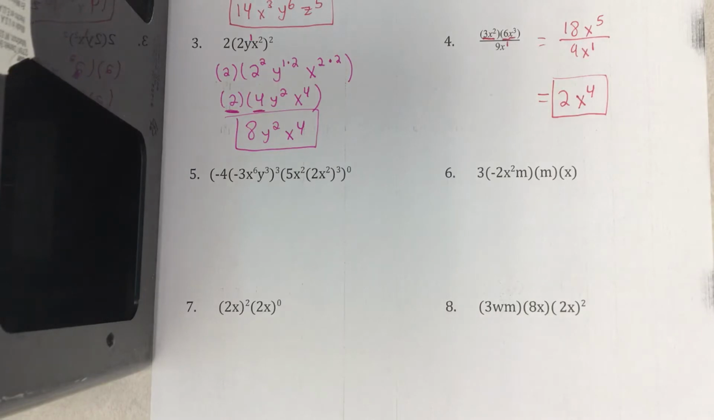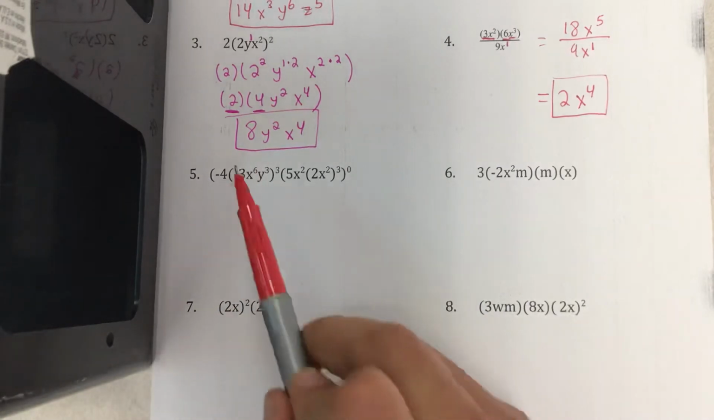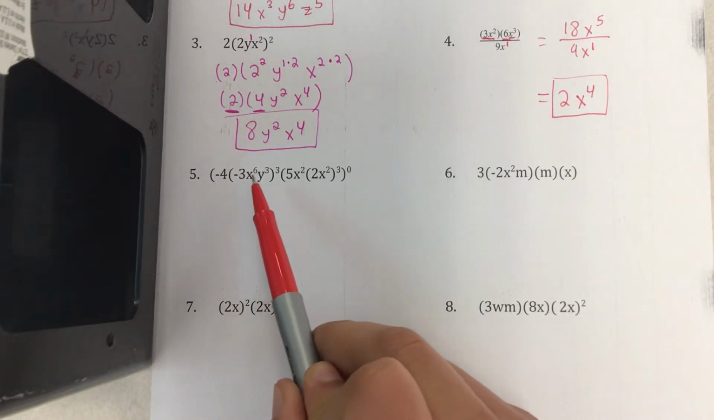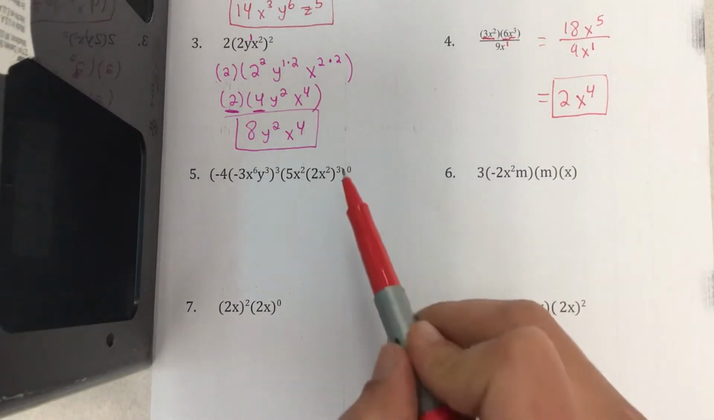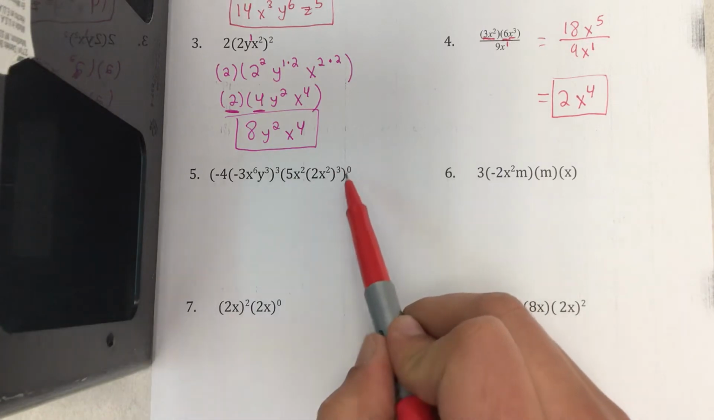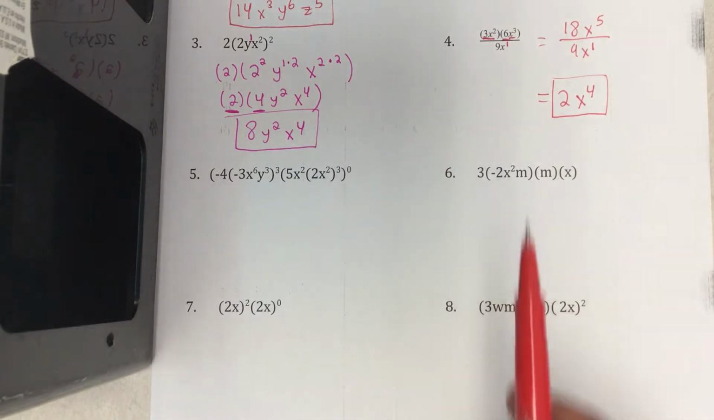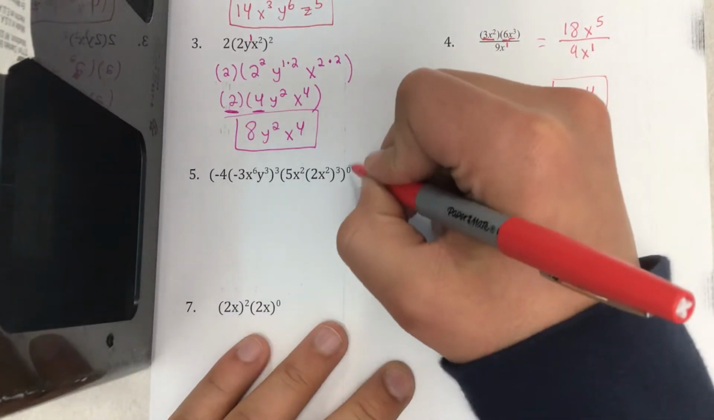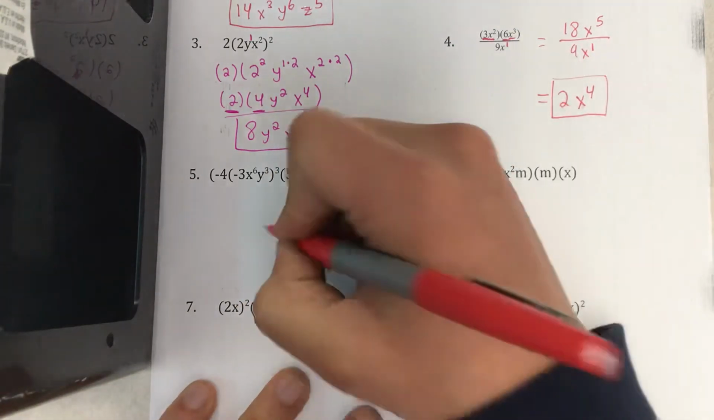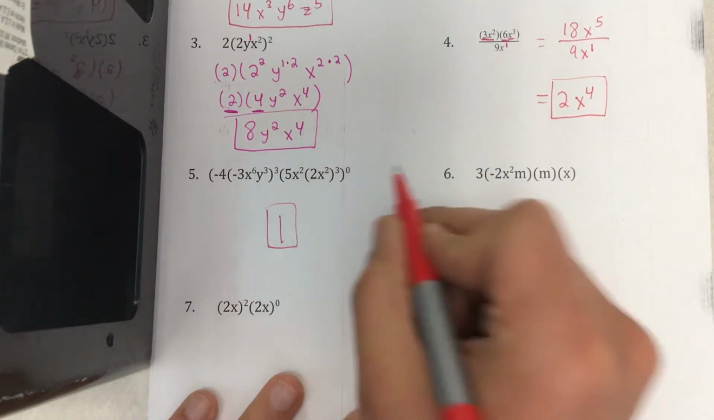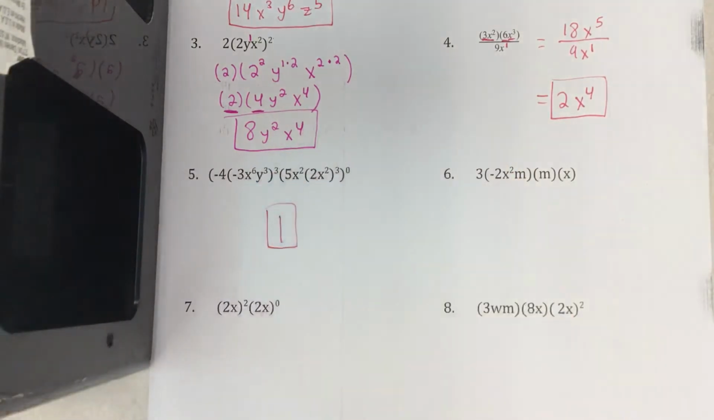So 5, looking at this massive thing, it looks pretty confusing, and there's a reason for that. So if we just read it, it's -4 times -3 x to the 6 y to the third, all to the third power, times 5x squared times 2x squared, all raised to the third power, all raised to the 0 power, okay? This is huge, this 0 right here. That 0 saves the day. Because remember, anything raised to the 0 power, if it's in parentheses, okay, is 1. So all of this right here is 1 because it's in parentheses, okay?